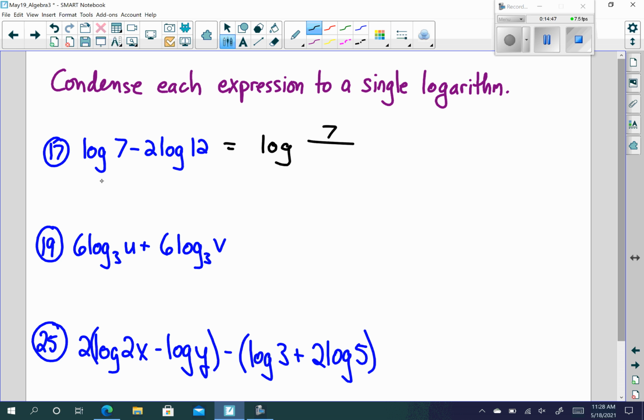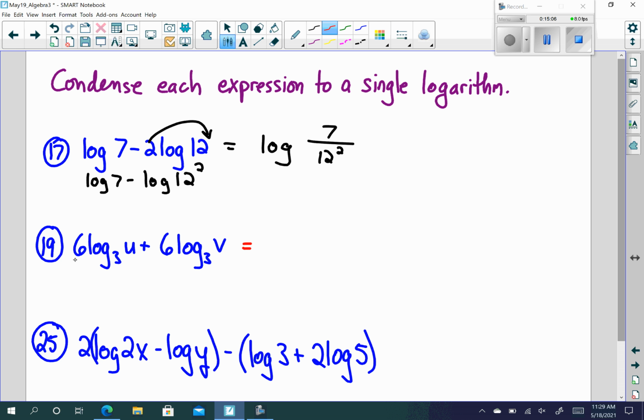Now technically what I could do here is rewrite this as log 7, and then this 2 becomes the exponent here, so then this is log 12 squared. So then I would have 12 squared go in the denominator. Yes, technically you could write that as a 144, but we don't have to.